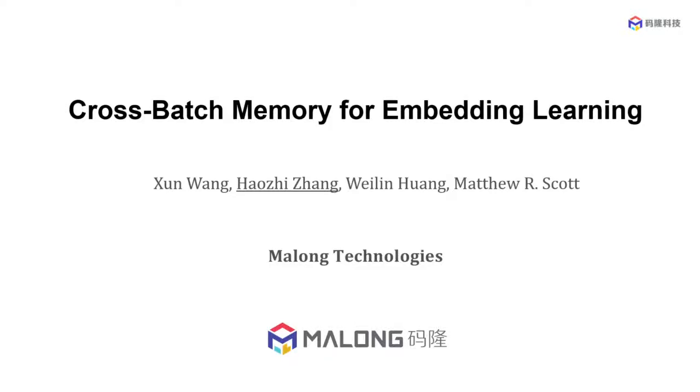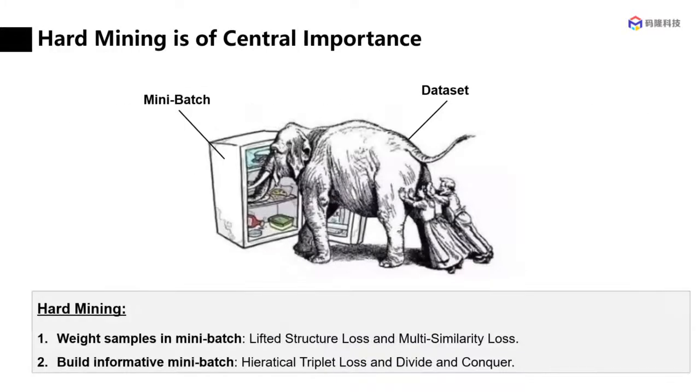I'm going to present our work, Cross-Batch Memory for Embedding Learning. Mining informative negative instances is of central importance to deep metric learning, but it is limited by mini-batch training, where only a mini-batch of instances is accessible at each iteration. It is difficult to put a big elephant into a small box. How can we collect informative samples from the whole dataset?